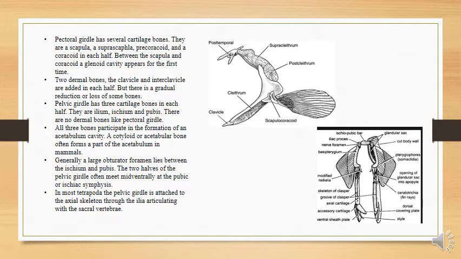The two halves of the pelvic girdle often meet mid-ventrally at the pubic or ischial symphysis. In most tetrapoda, the pelvic girdle is attached to the axial skeleton through the ilia articulating with the sacral vertebrae. The pelvic girdle consists of a pair of flattened pelvic bones surrounded by a common median piece of cartilage. Each pelvic bone is a flattened plate having three processes: inner short, median long, and outer average length.